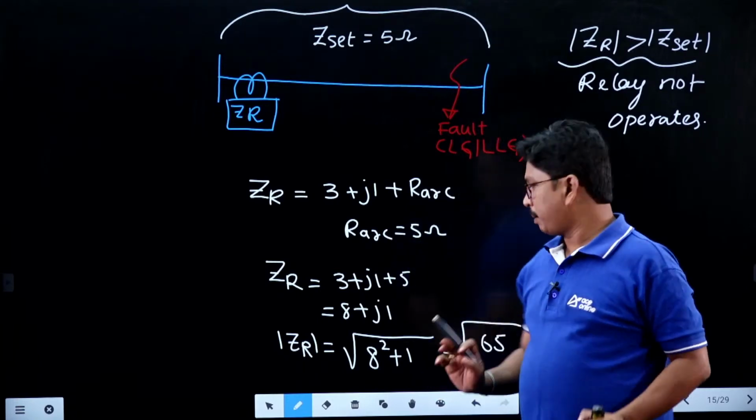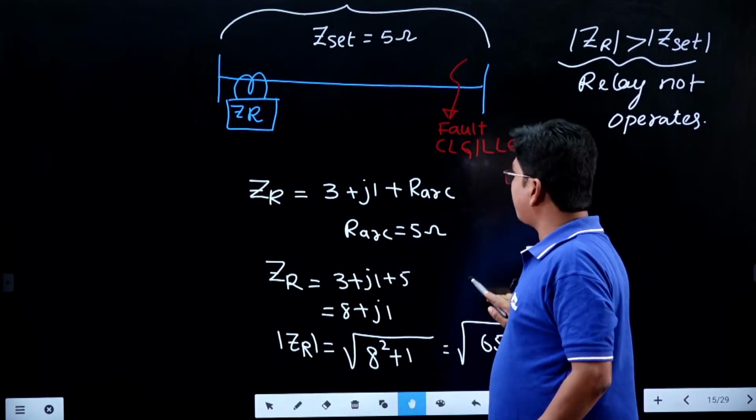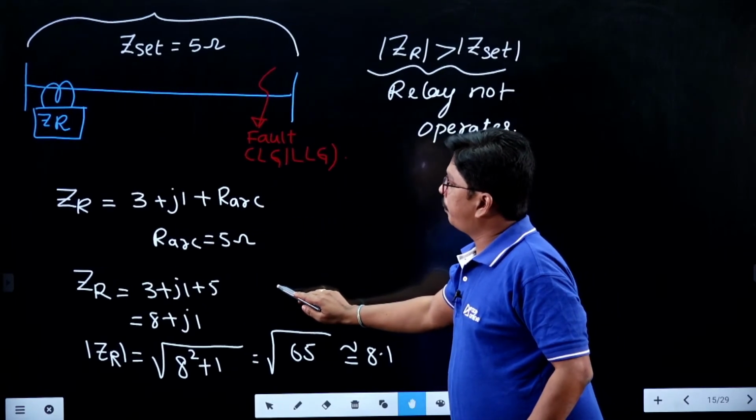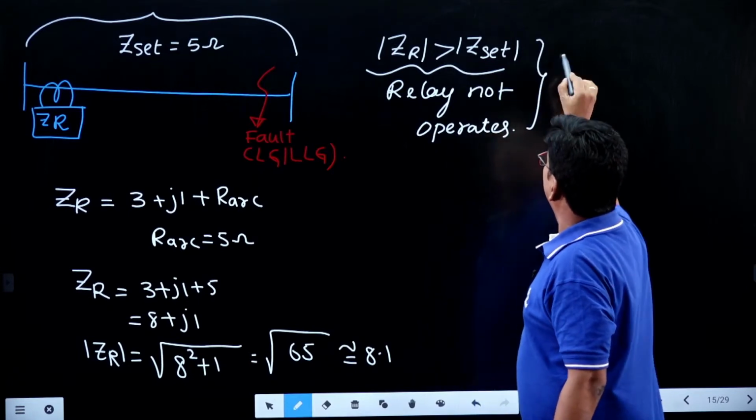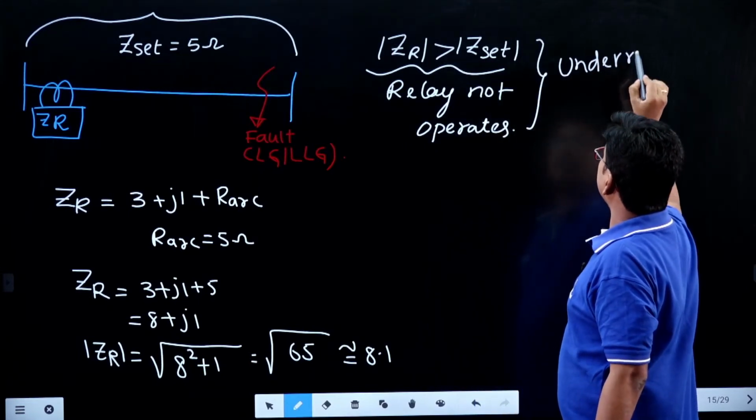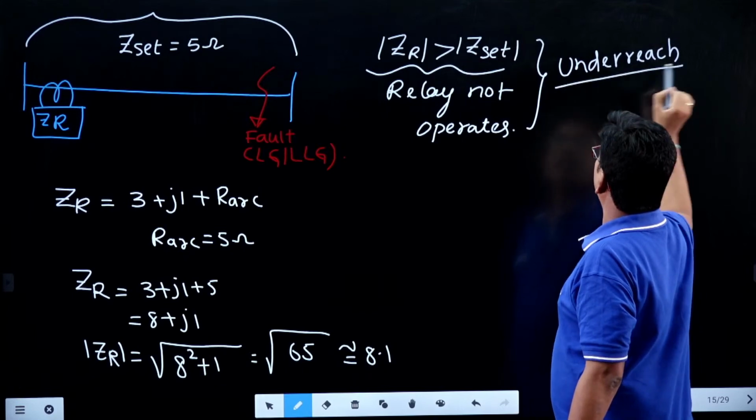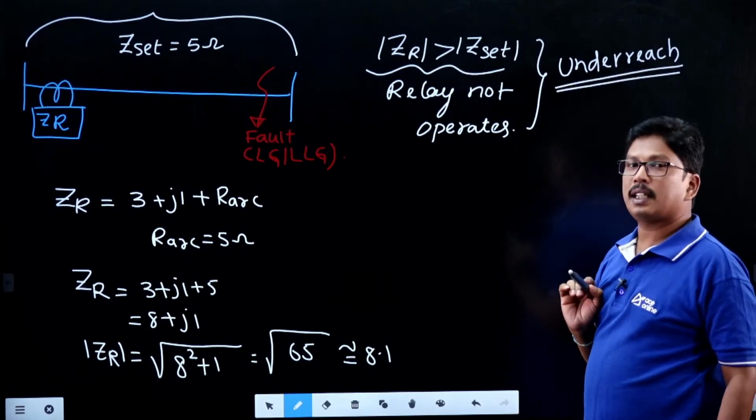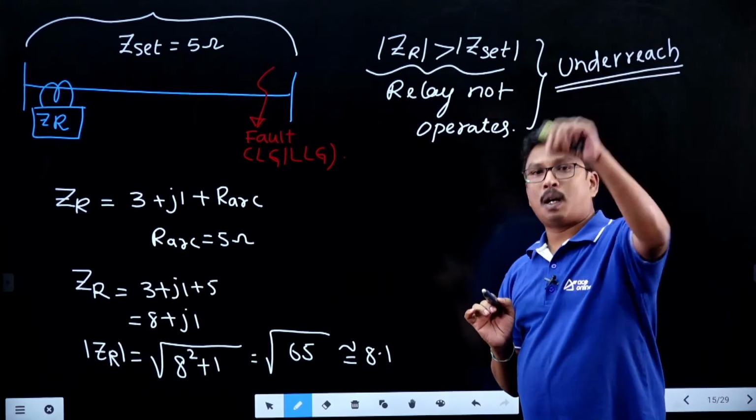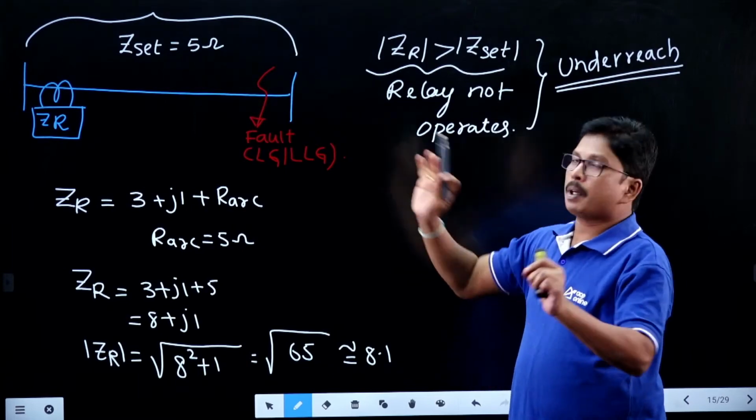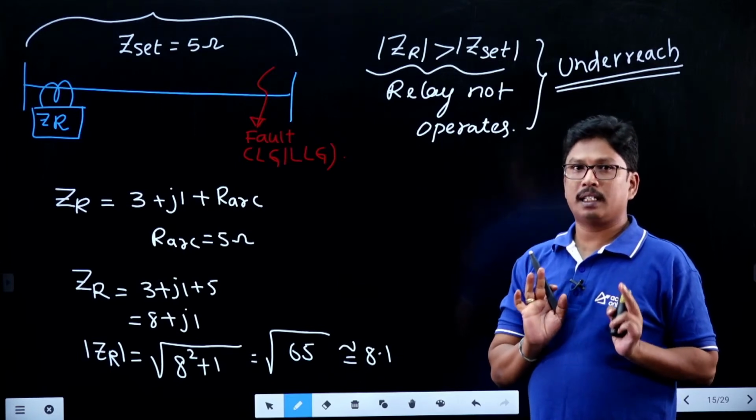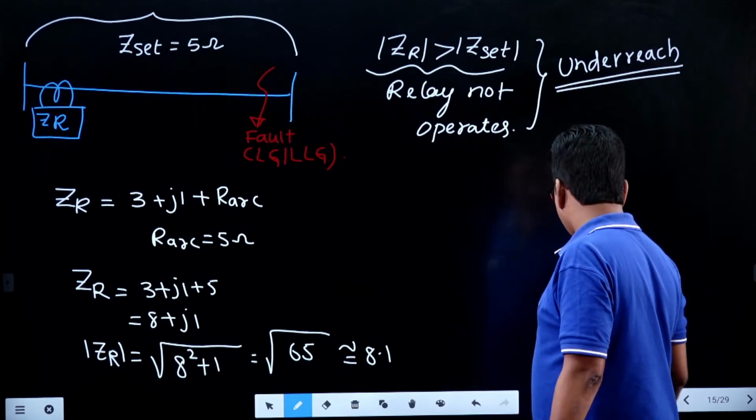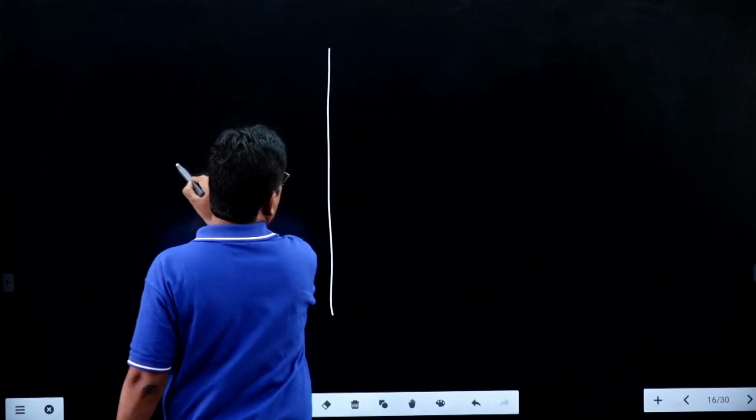Right? So whenever the relay fails to operate for the faults which are within the zone, this is called the underreach problem. So what is underreach? Whenever the relay fails to operate for the faults within the protective zone, it is called the underreach problem, right? Now if you see the characteristics we have seen, what are the characteristics of this impedance relay?